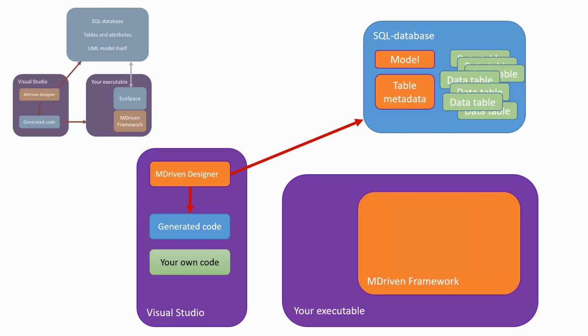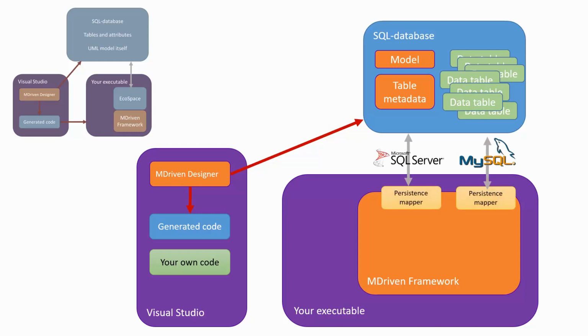And you have in the executable, you have again the MDriven framework, and then you have something called persistence mappers. Persistence mappers is where the in-memory object is transformed for storage, that is persistence. And there are several persistence mappers available, but the most common ones are the one for SQL Server and MySQL. Now this is a direct connection then from your executable through the MDriven framework, through the persistence mapper, directly to a SQL Server database. Nothing strange going on here, it's just a normal connection, and the persistence mapper generates SQL queries for reading and writing data.